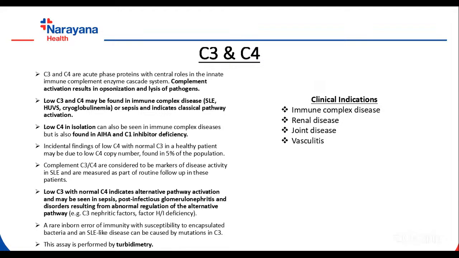Low C3 with normal C4 indicates an alternative pathway activation and may be seen in conditions like sepsis, post-infectious glomerulonephritis, and disorders resulting from abnormal regulation of the alternative pathway. This assay is performed by turbidimetry.